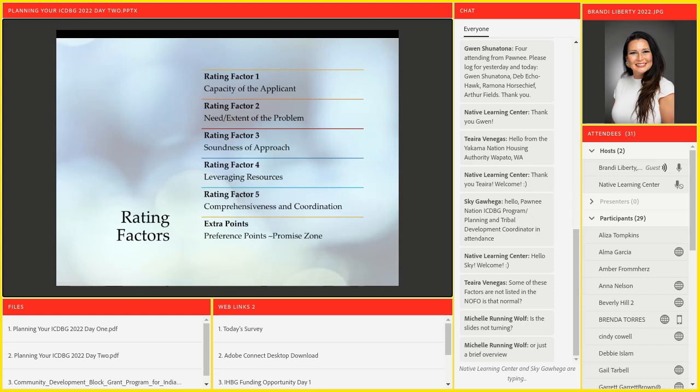And so we'll move forward now into rating factors 3, 4, and 5 and give you some information on all of that.